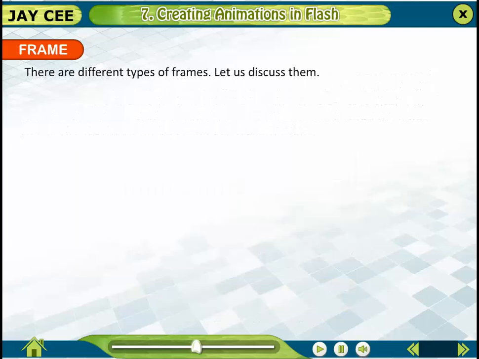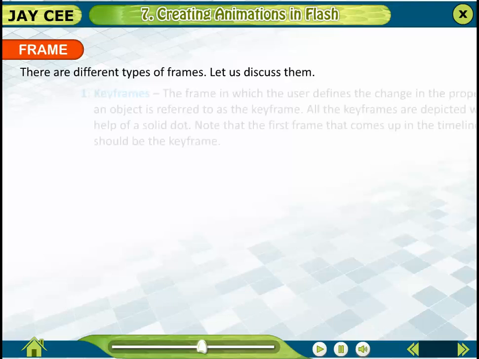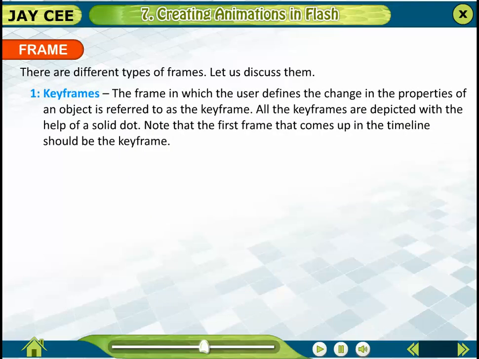There are different types of frames. Let us discuss them. Key frames. The frame in which the user defines the change in the properties of an object is referred to as the key frame. All the key frames are depicted with the help of a solid dot. Note that the first frame that comes up in the timeline should be the key frame.